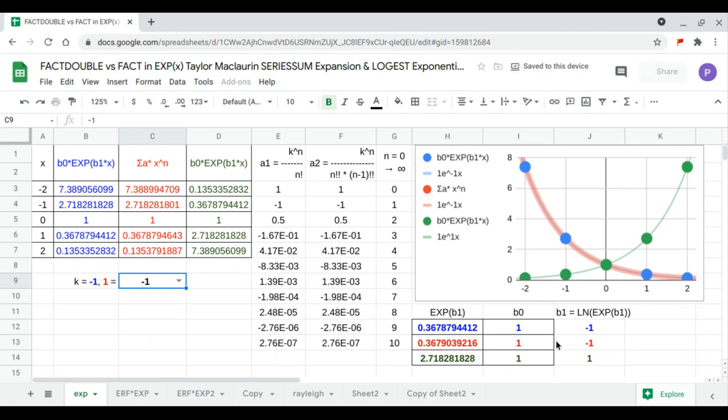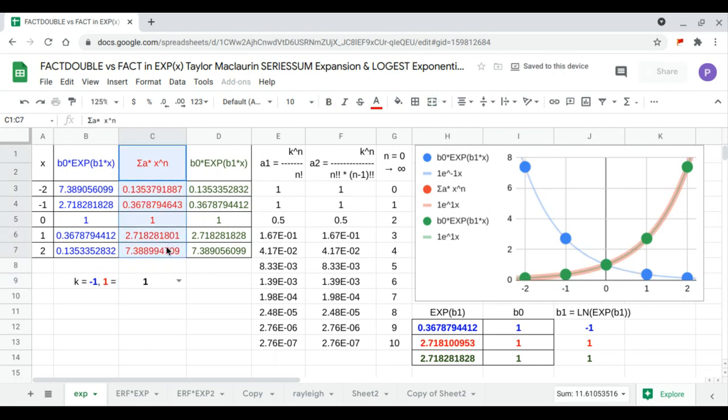This time, these values are the same. The expansion approximates the decay, and their trend lines are the same. Trend line equations are the same. We toggle this to +1. The expansion approximates the growth. Their coefficients are the same, their trend line equations are the same, and their trend lines are the same.